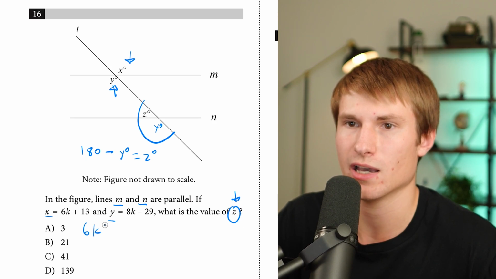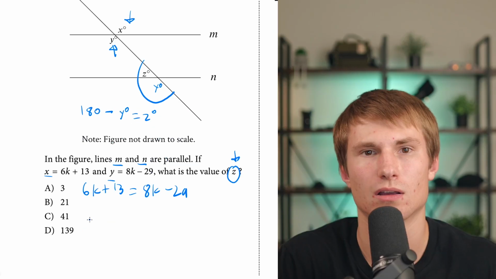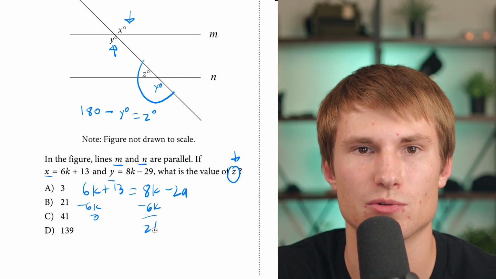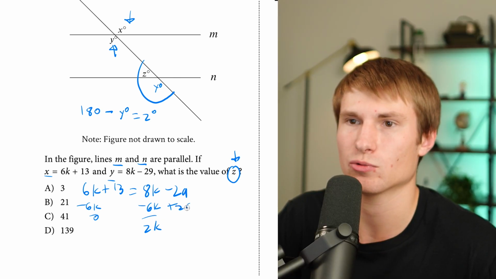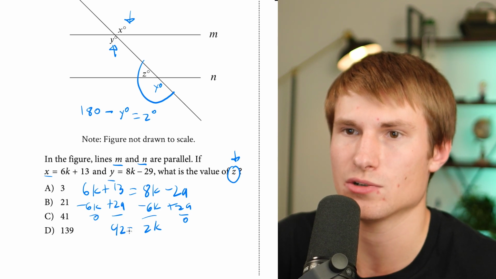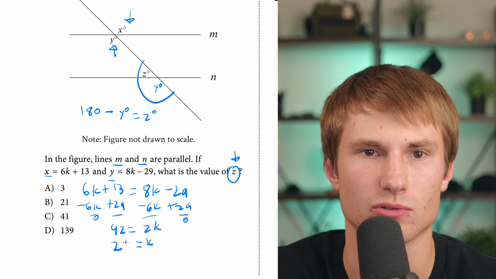So we have 6K plus 13 is equal to 8K minus 29. Now from here, I'll go ahead and subtract 6K from both sides. Once we do that, we'll be left with 2K. On our right side, we'll go ahead and add 29 to both sides so we can start isolating K even further. That's going to leave us with 42 is equal to 2K. We'll divide both sides by 2, and we'll get that K is equal to 21. So K would equal 21.